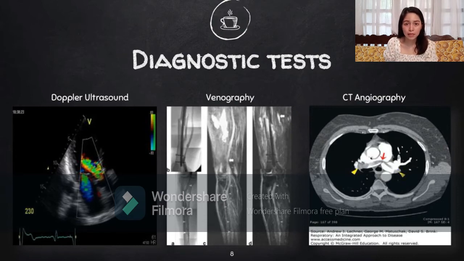Next is computed tomography angiography, or CT angiography, which is used to take pictures of your blood vessels and look for blood clots in the lungs and legs. This is the most common diagnostic test for pulmonary embolism.